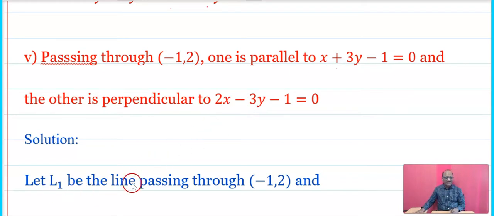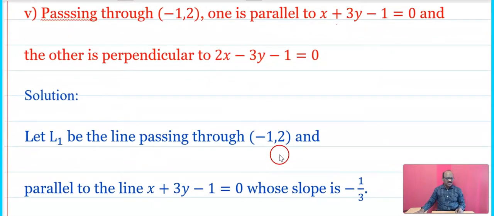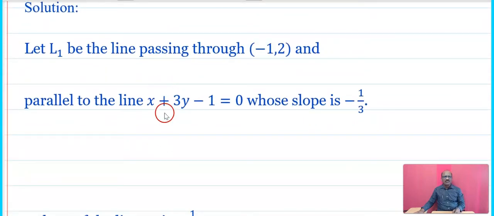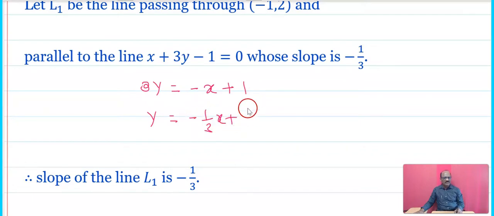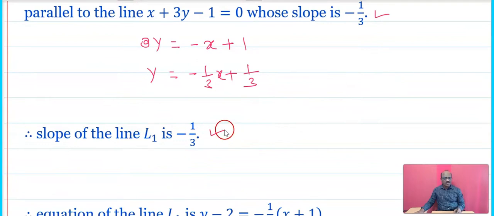Okay, let L1 be the line passing through the point minus 1 and 2. Now the slope of the line x plus 3y minus 1. How to find out the slope of this line? We can write here, 3y is equal to, bring this term to the right hand side, that is minus x plus 1, and therefore y is equal to, divide the whole equation by 3, then you will get minus 1 by 3 x plus 1 by 3. Therefore the slope of the line is minus 1 by 3. Slope of the line L1 is minus 1 by 3.